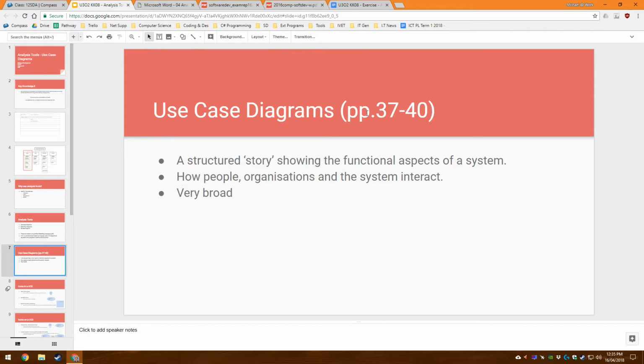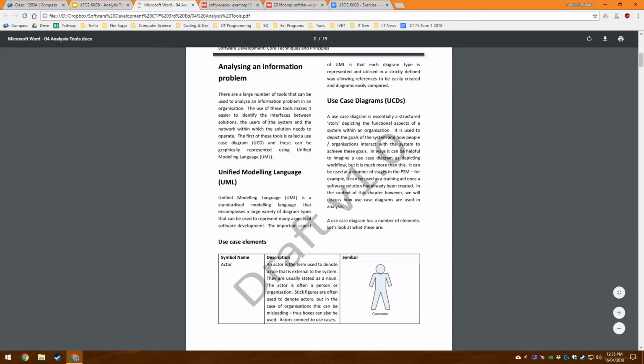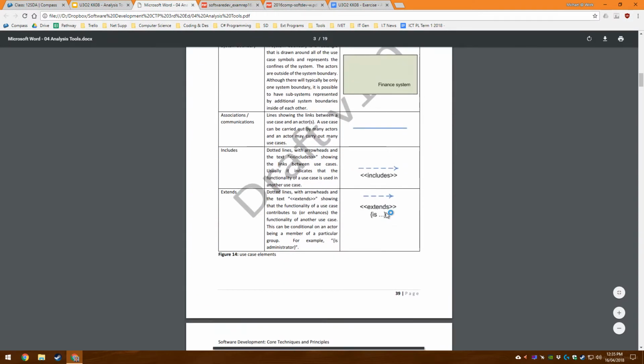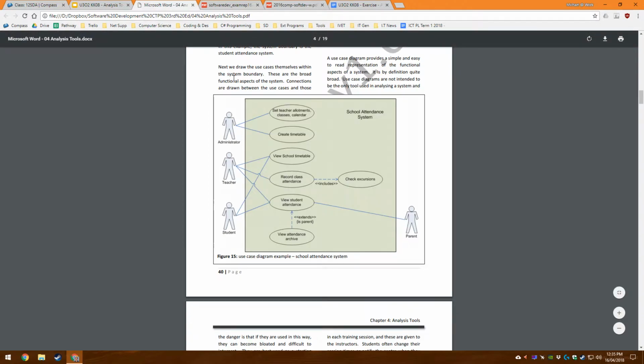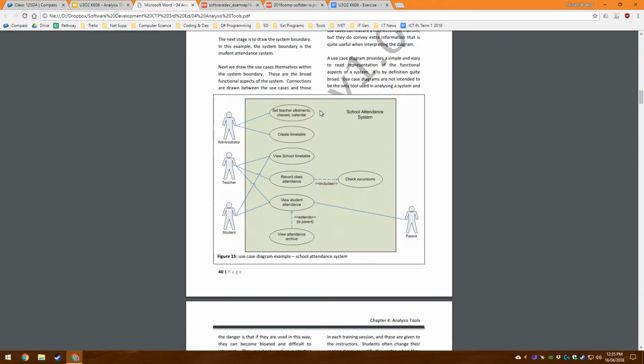So first of all, use case diagram. It's on those pages of the book. I'll quickly flick to the text just so you can see. Here's an example of a use case diagram, a finished one. Now this is actually probably a bit more complex than even you'll see in any of the exams, which we'll see at the end of this video when we go through the exam question.